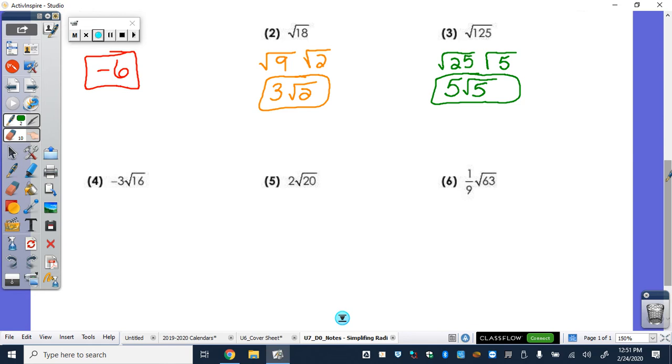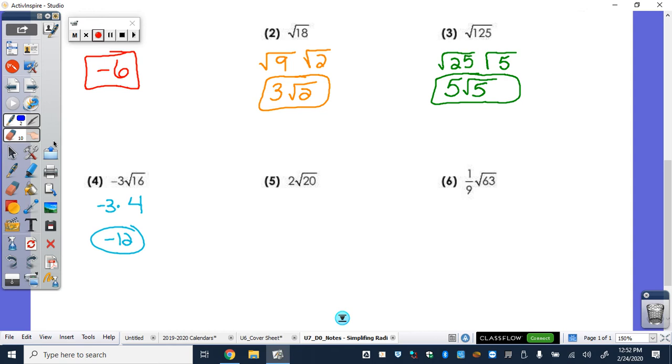So my fourth example there, 16, is that a perfect square? Yep, so I just take the square root of it. What is the square root of 16? And then what do you think we do with that negative 3 out there? We multiply it, so it's negative 3 times the 4. So we get negative 12 as our final answer. Because it's negative 3 times the radical, so once I simplify the radical into a 4, it's still negative 3 times it. 2 things next to each other means multiplication.